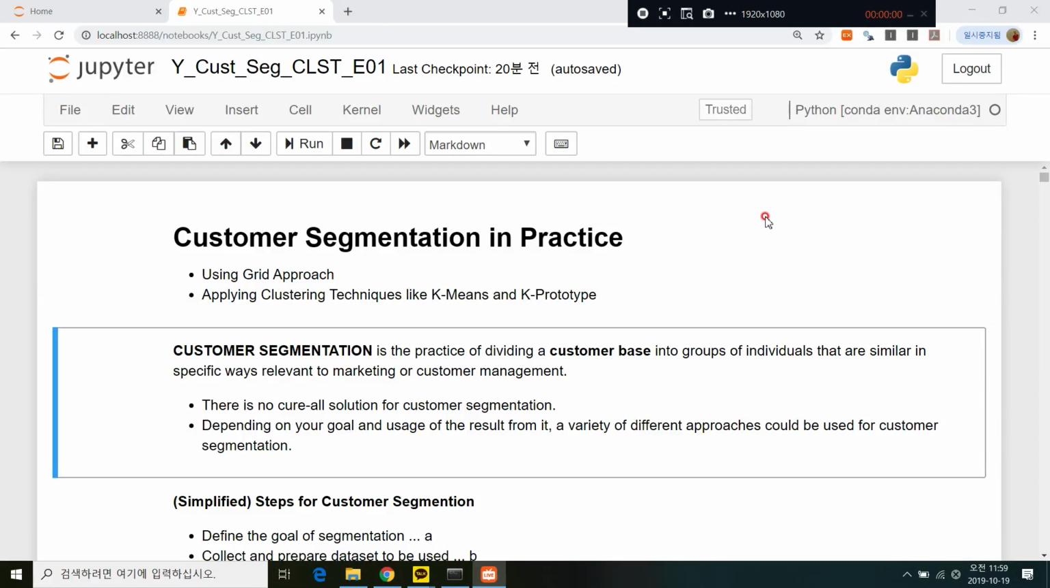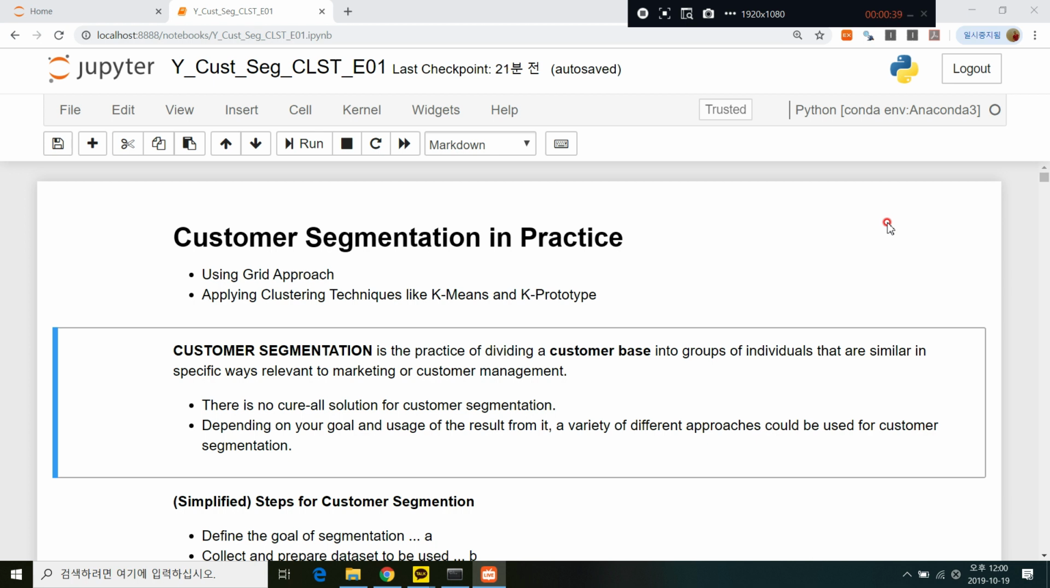Hi folks, let's talk a little bit about customer segmentation. It's a very old thing. It's not something new, but still it's very important because every business has its customers, and they have to segment the entire customer base and target it to take actions, right? That's why customer segmentation is pretty important.